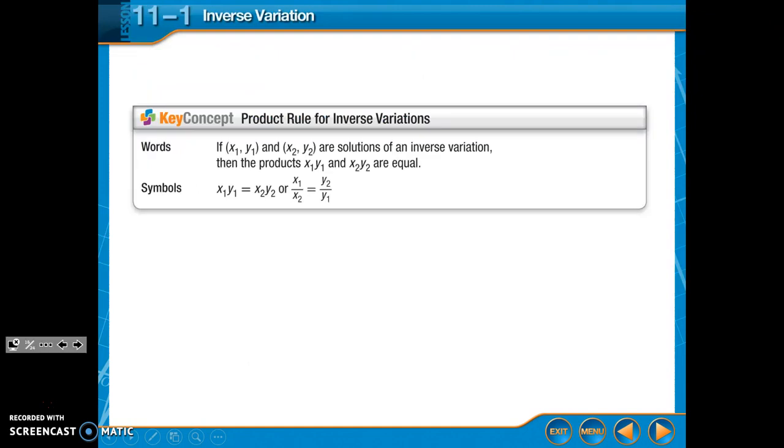Okay, we want to learn the product rule for inverse variations, which says that if you have 2 points that are solutions, then the products x1 times y1 and x2 times y2 are equal. Okay, so that would be this first one here. We can say they're equal. Or we can do the ratio of x1 over x2 is equal to y2 over y1. Notice that switch there. If it's hard to remember that that switches, it might be easier just to do 1 point times the other and then do it like that.